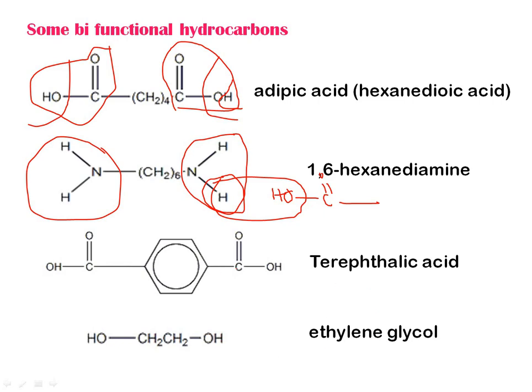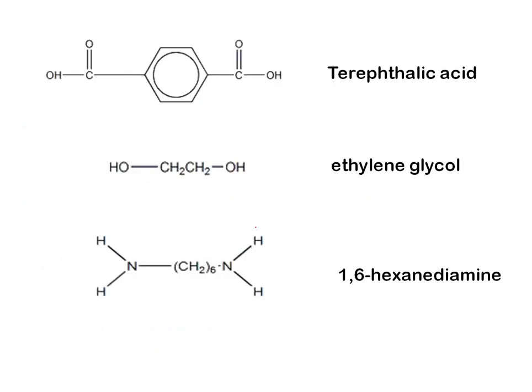Similarly, terephthalic acid has two carboxylic acid groups. Similarly, ethylene glycol has two hydroxyl groups. These two polar functional groups are capable of linking with any other polar functional group which has affinity towards each other. Terephthalic acid, ethylene glycol, 1,6-hexadiamine, all these are bifunctional monomers.